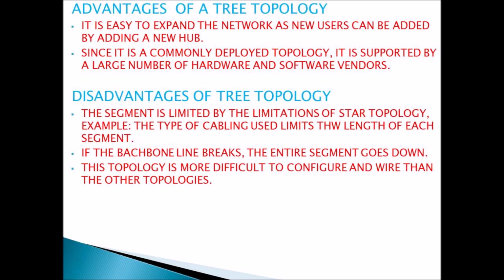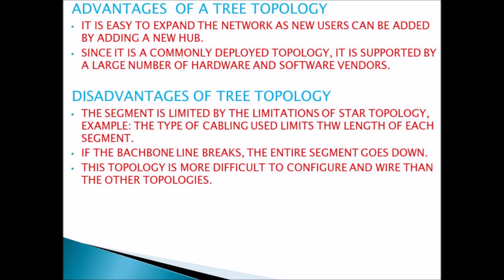Next are the disadvantages of tree topology. The segment is limited by the limitations of star topology. In star topology we have some limitation, we can connect only a limited number of devices, whereas in tree topology we can connect as many star topologies as needed. If many new users are to be added, we can create two or more star topologies. For example, the type of cabling used limits the length of each segment. Based on the cable capacity, the star topology limits the number of users in the network.